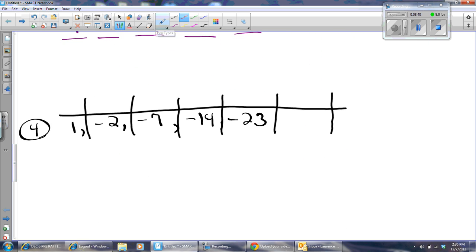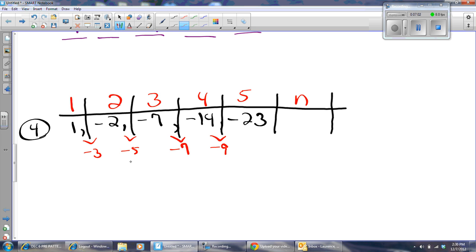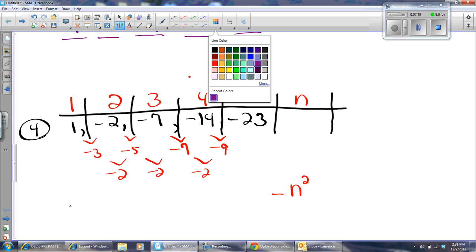All right, number 4. Let's see here. Got a 1, got a 2, got a 3, got a 4, got a 5, and got an n. All right, going to find my first differences. Looks like I'm subtracting 3, subtracting 5, subtracting 7, subtracting 9. No luck, go down: subtract 2, subtract 2, subtract 2. All right, this means on this one, I'm going to have a minus n squared. We just learned about that in the last problem, right? Very good.